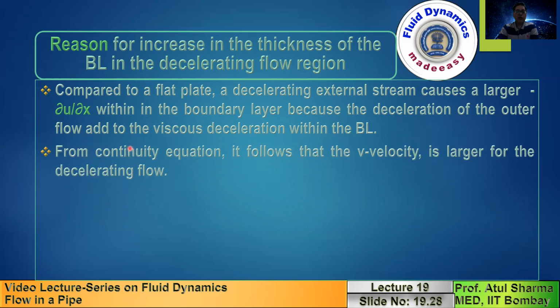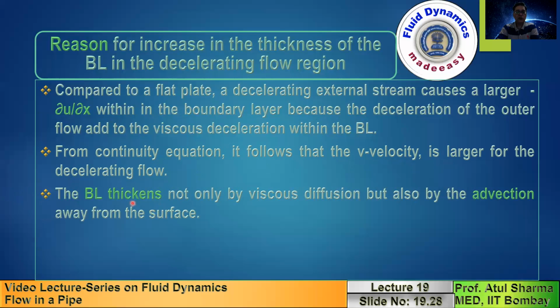And from the continuity equation, you have del U by del X plus del V by del Y equals 0. Under adverse flow conditions, when del U by del X is larger, then to balance it, del V by del Y also has to be larger. So it follows that the V velocity is larger for the decelerating flow. So the boundary layer thickens not only by viscous diffusion, but also by advection away from the surface.